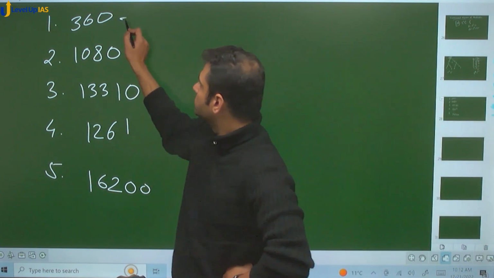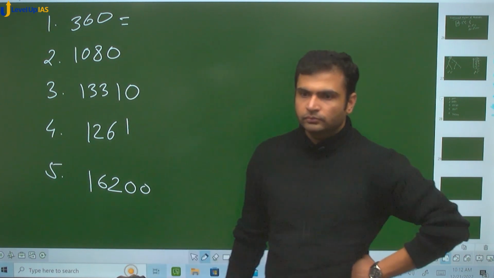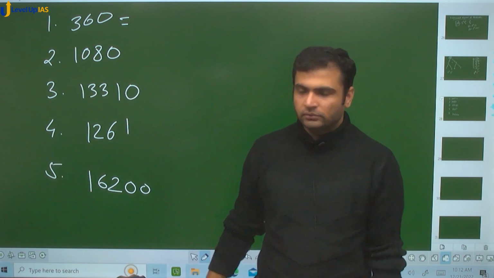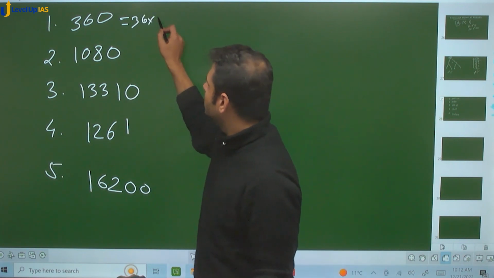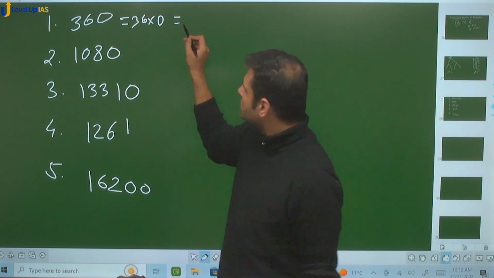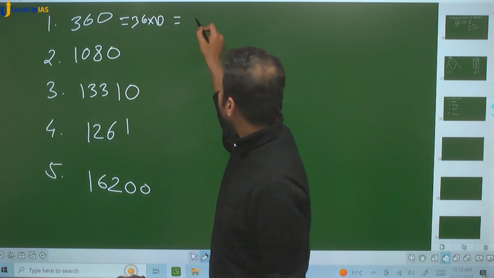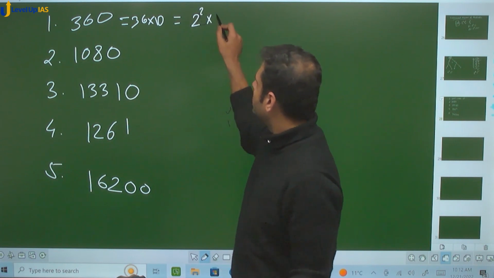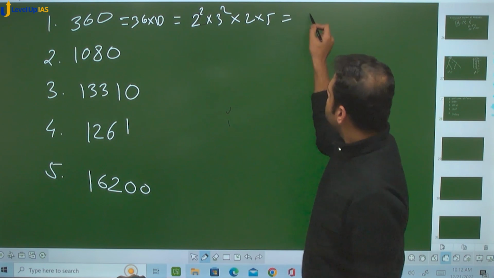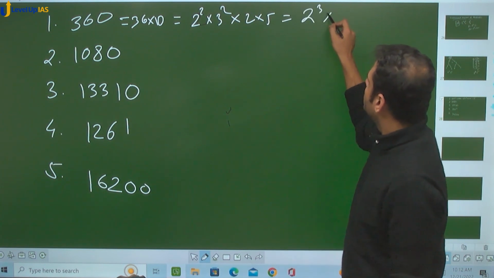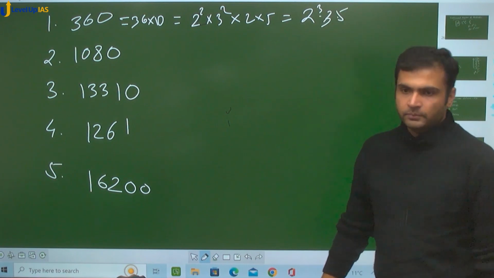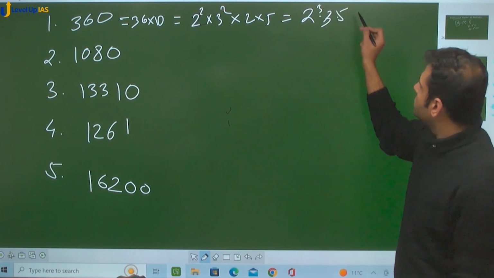What is this? You can just separate the 10 out of it. You can write it as 36 into 10. 36 you already know, 36 is 4 into 9, so 2 square into 3 square, and 10 is 2 into 5, which gives 2 cube, 3 square, 5, right? Okay, 2 cube 3 square 5.